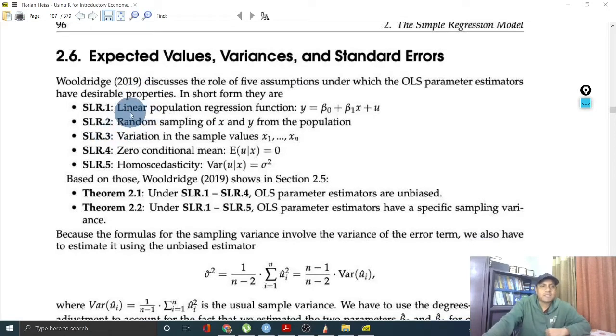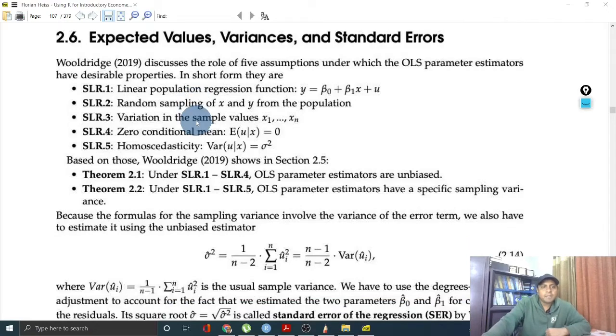The first assumption, as I said, is a linear population regression function. So linearity is very important, and we need to check the linearity. There are many ways we can check the linearity, and that we will do in the next video, of course. In the next couple of videos and the whole video series we will discuss econometrics using R programming and following this book. So don't worry, please be with me and we will go slowly in each class.